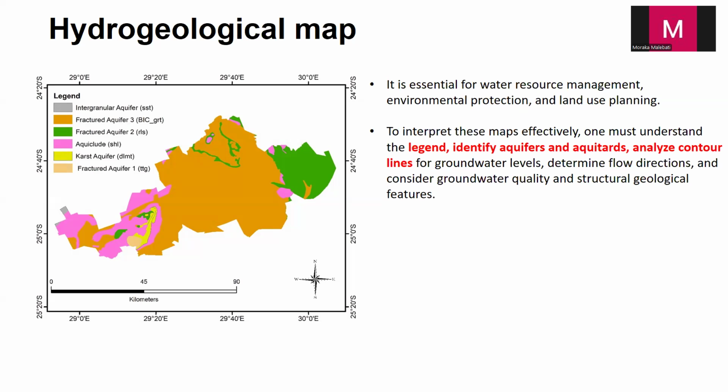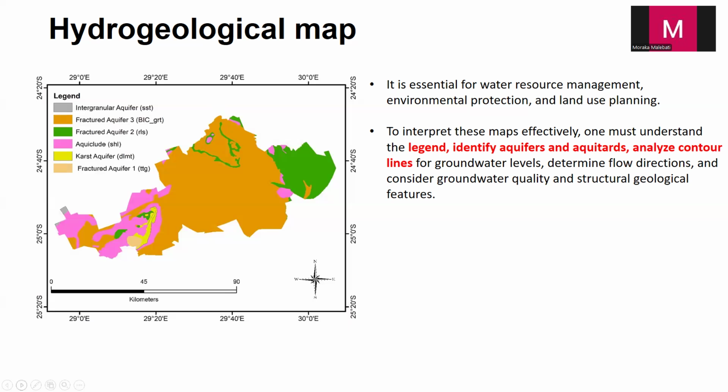They still offer the potential, but we need more fractures, and those fractures need to be well connected. They need to cross-cut each other. So I hope you understand. We are targeting the intergranular and also the karst aquifers.